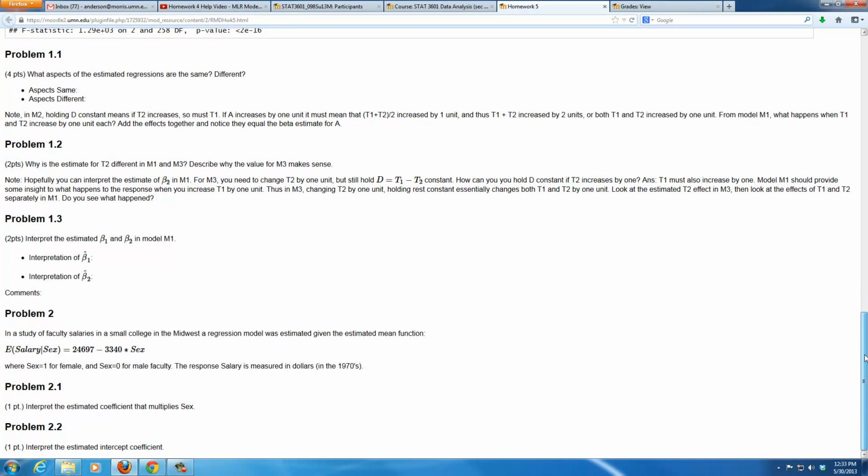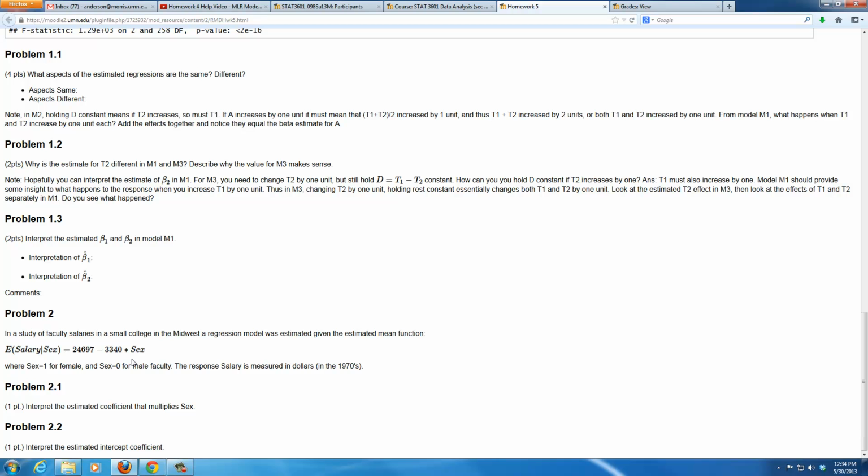Problem 2 talks about a fairly simple kind of regression model where we're using a sex indicator variable, 1 for a person being female, 0 for a person being a male faculty member, and the response variable being salary. And we're talking about a model that is given like this. Suppose this is the mean function for this relationship. Try to interpret what the estimated intercept and the estimated slope, the beta hat, means for this particular model.